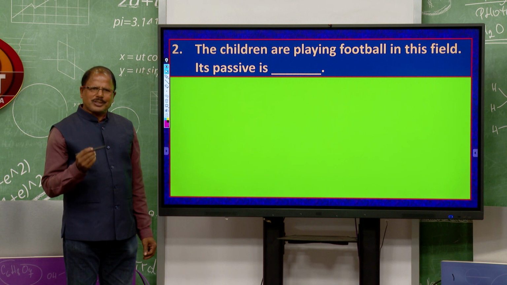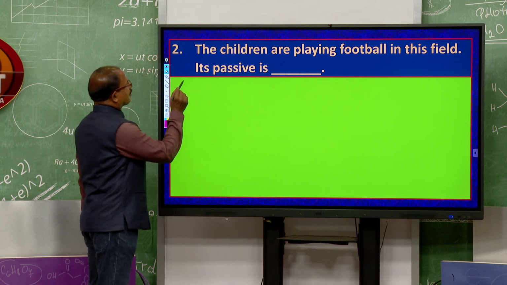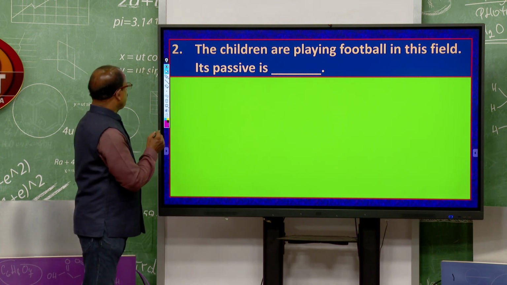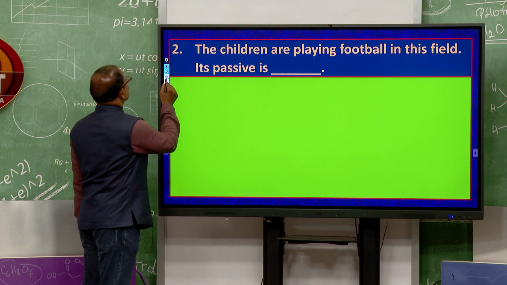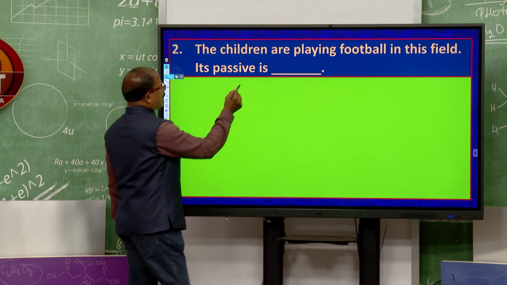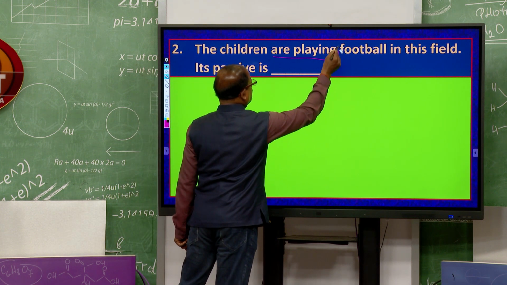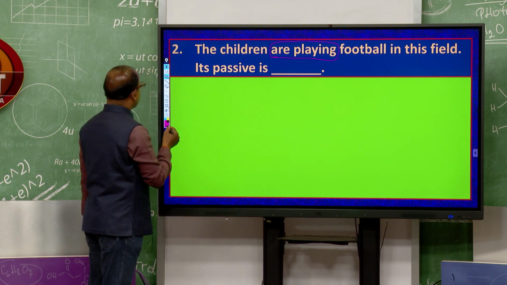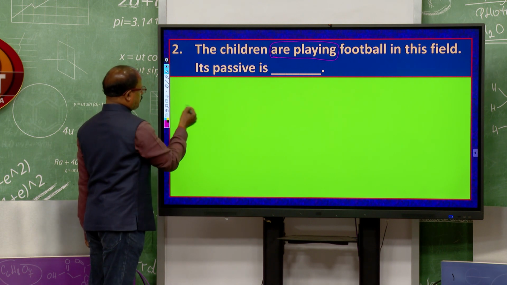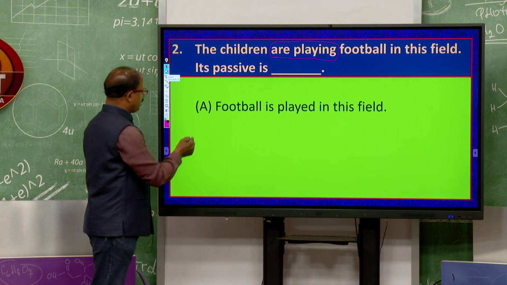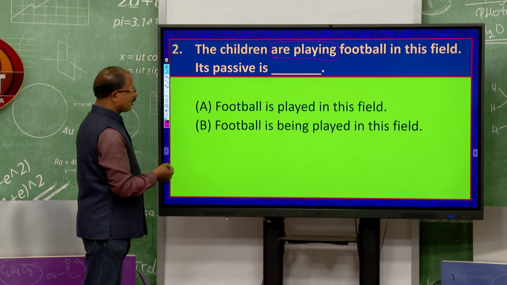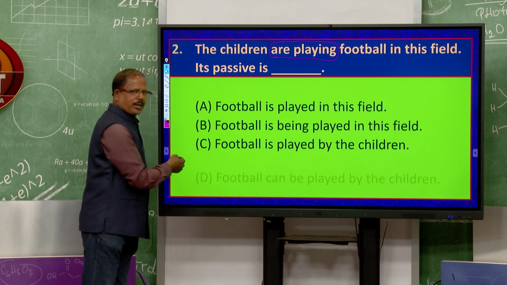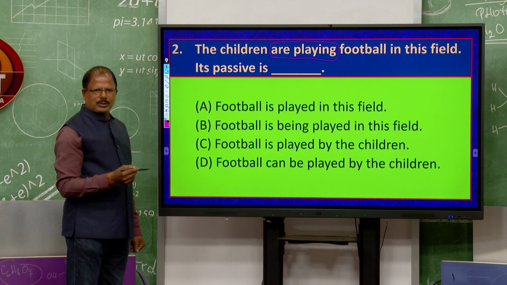So, dear children, now you see question number 2: the children are playing football in this field. Before going to the options, I am just going to say something. Here, are playing indicates that the sentence is in progressive form. So, what will the passive be? Option A, football is played in this field. Option B, football is being played in this field. Option C, football is played by the children. Option D, football can be played by the children.